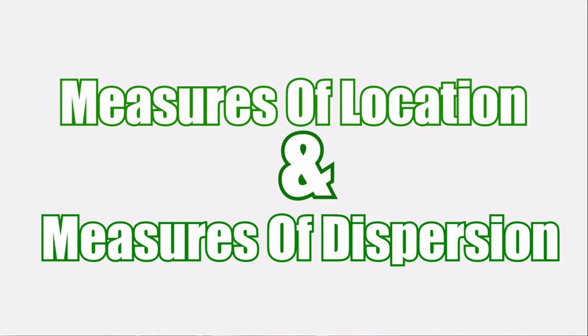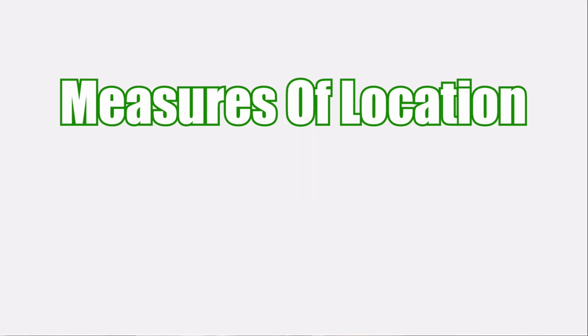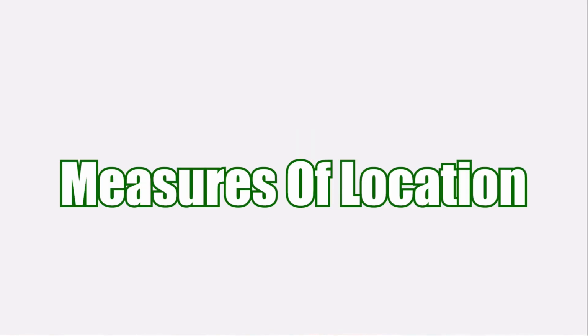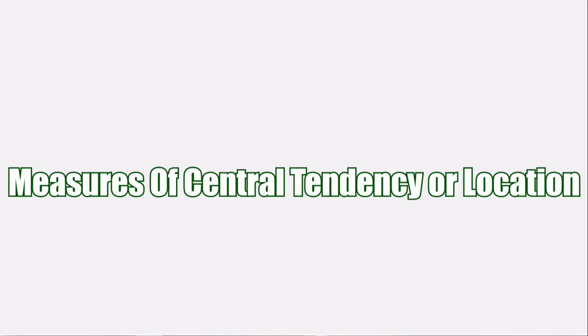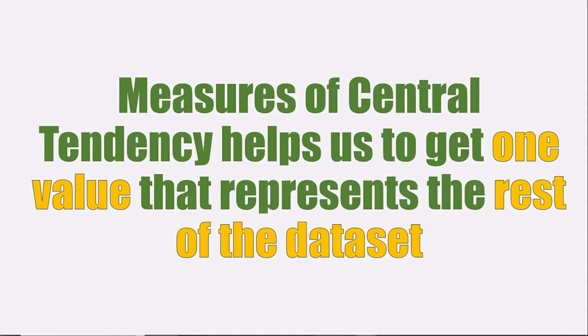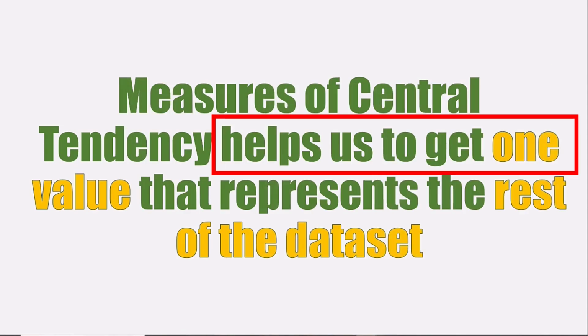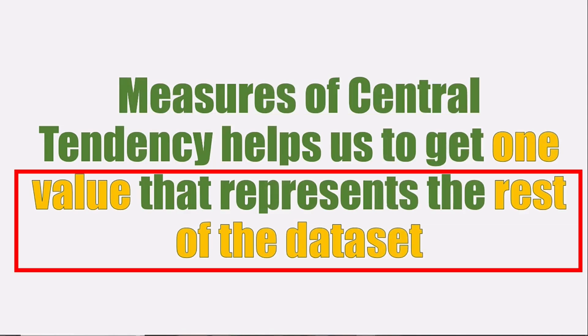Now, when you receive a dataset, the first thing you can think of is to calculate the measures of location and the measures of dispersion. But for now, we're not going to talk about the measures of dispersion. We shall first focus on the measures of location. And to drill even deeper into the measures of location, we shall talk about the measures of central location or the measures of central tendency. Now, the measures of central tendency help us to get one value that represents the rest of the dataset.